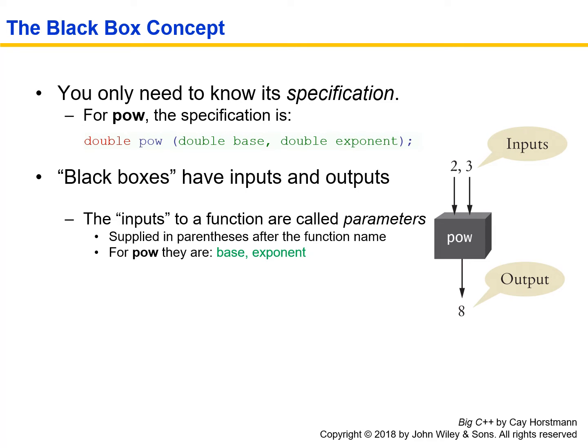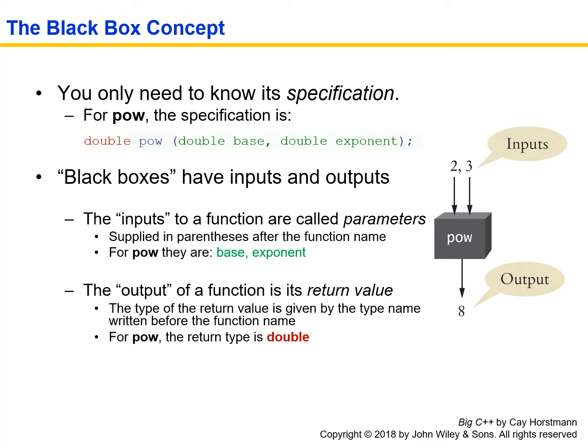The inputs to a function are called parameters. They're supplied in parentheses after the function name, and for POW they are base and exponent, both double type parameters. The output of a function is called its return value. For POW the return type is double, and you can see that's the red keyword that comes before the word POW in the function specification.